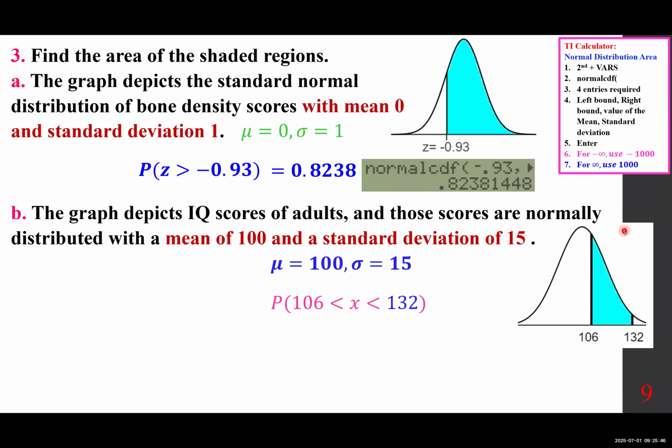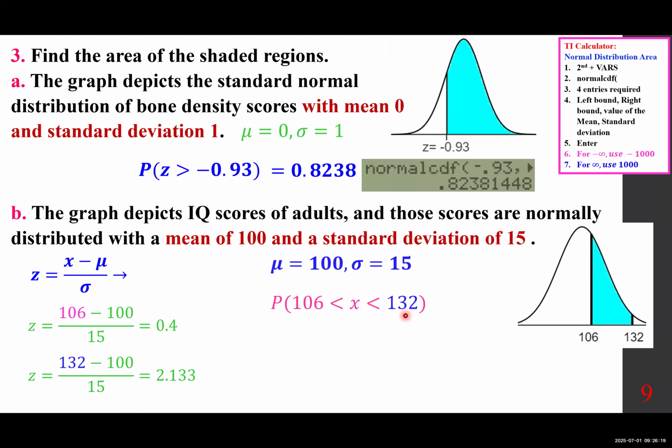Now, the methodology of showing work is to go from the normal distribution to the standard normal distribution. That means change the x to z using z equals x minus mu over sigma. Mu and sigma are fixed, so use those two numbers with x. For example, I put 106, I get 0.4. I put 132, I get 2.133. And so this is the normal distribution.